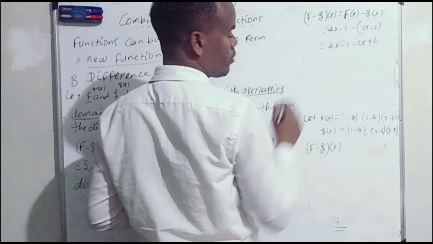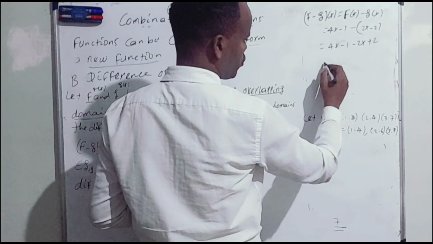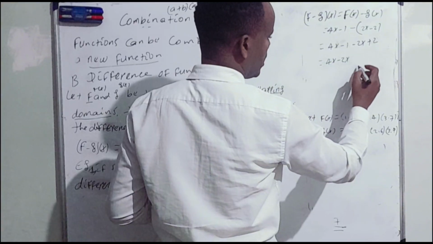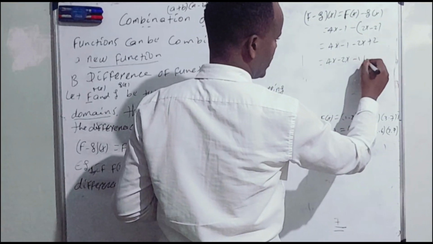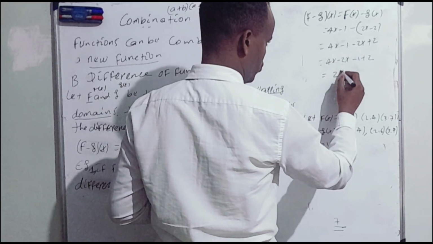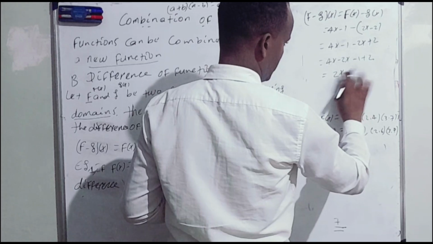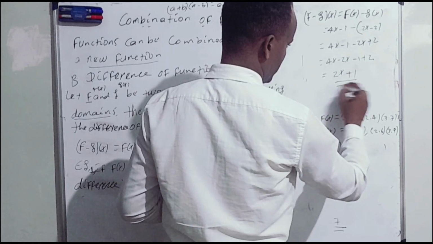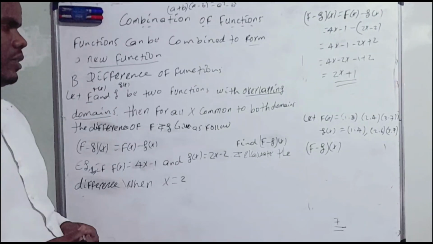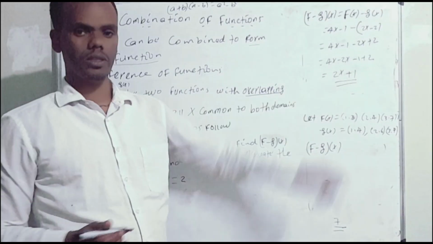Then we collect like terms. Here 4x and 2x have the same variable and also the same exponent, so 4x minus 2x, and minus 1 plus 2. This means 4x minus 2x is 2x, and minus 1 plus 2 is plus 1. So f(x) − g(x), the difference of the two functions, is 2x + 1.